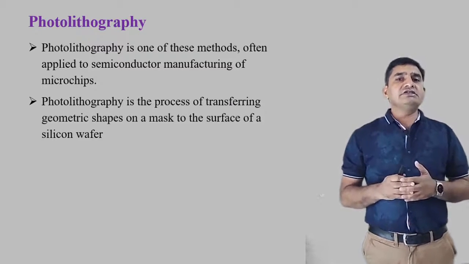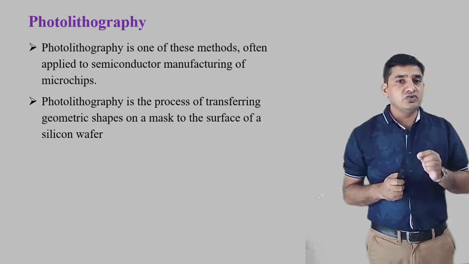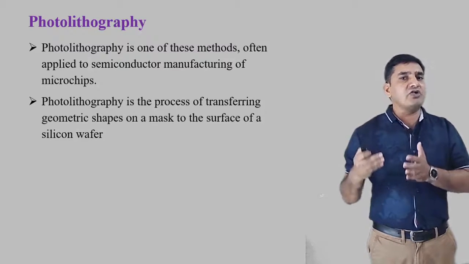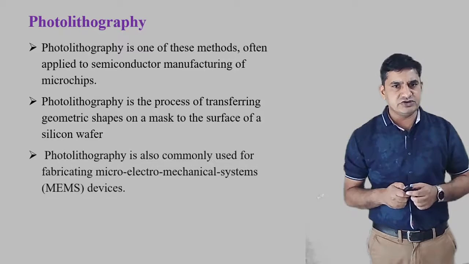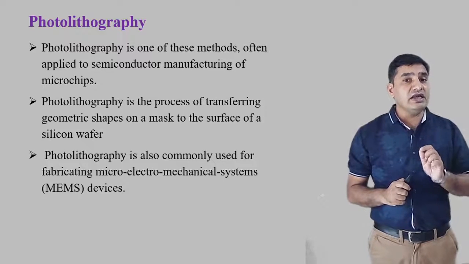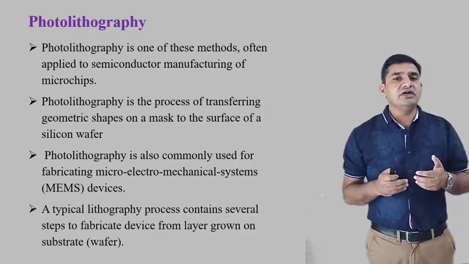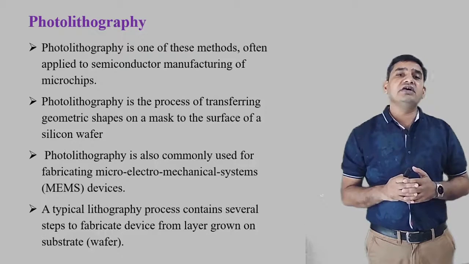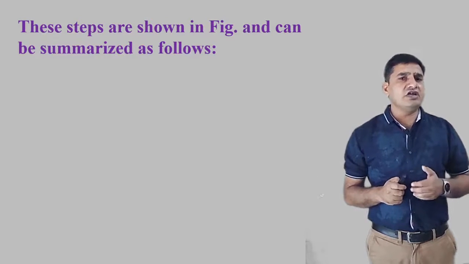Photolithography is the process of transferring a geometric shape on a mask to the surface of a silicon wafer, or we can say that it is used to transfer the geometric shape onto a glass substrate or any other substrate. Photolithography is also commonly used for fabricating microelectromechanical systems, that is, MEMS devices. This lithographic process contains several steps to fabricate the device from layers grown on a substrate. So we have to see all these steps.